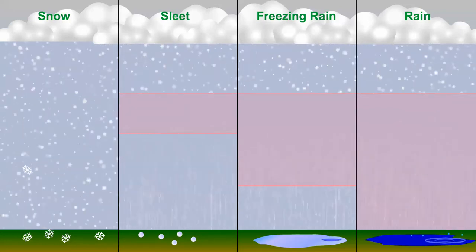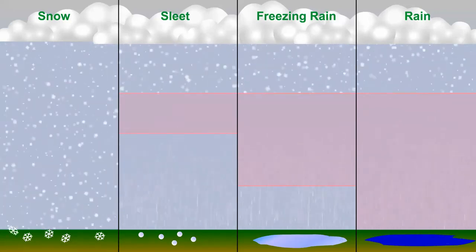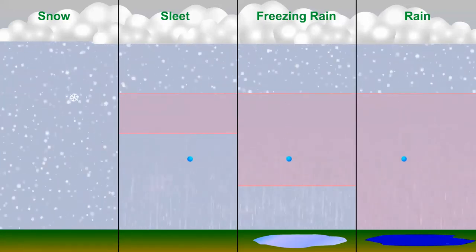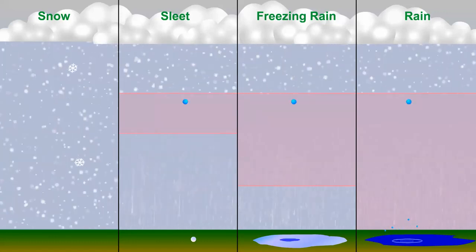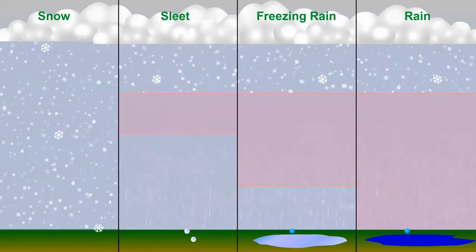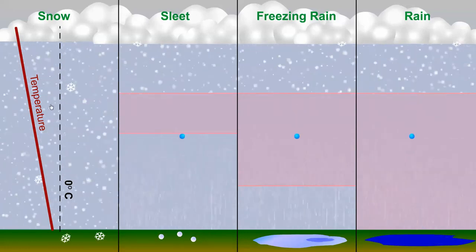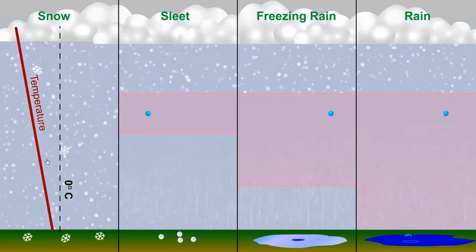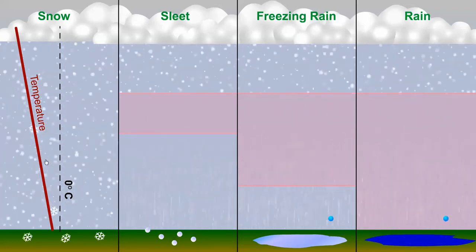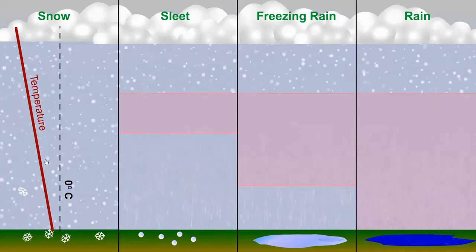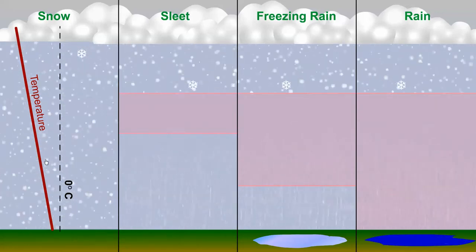Let's look at how different vertical temperature variations can result in different types of precipitation at the surface of the Earth. I'll start with a straightforward case, depicted on the left. When temperatures throughout the entire troposphere are less than the melting point of ice, and clouds are sufficiently cold enough for ice crystals to grow, only snow can reach the ground.